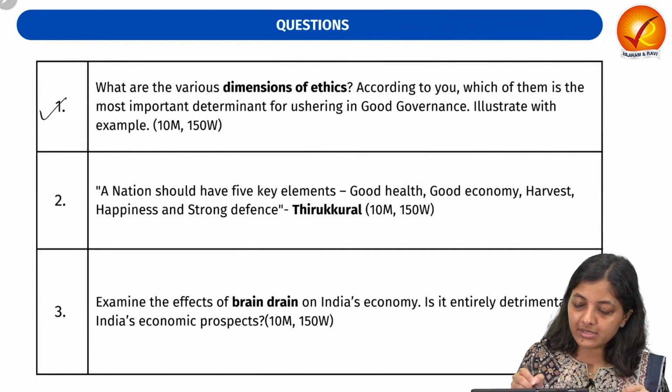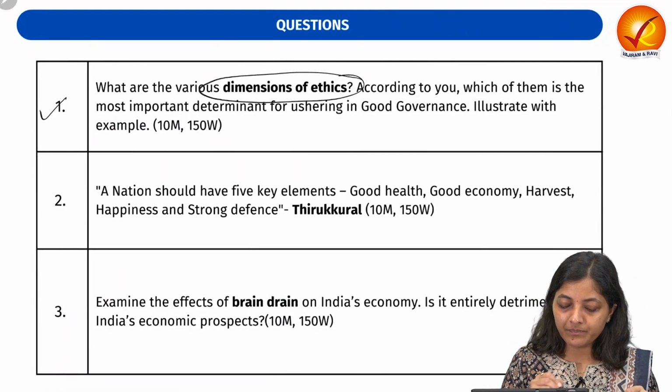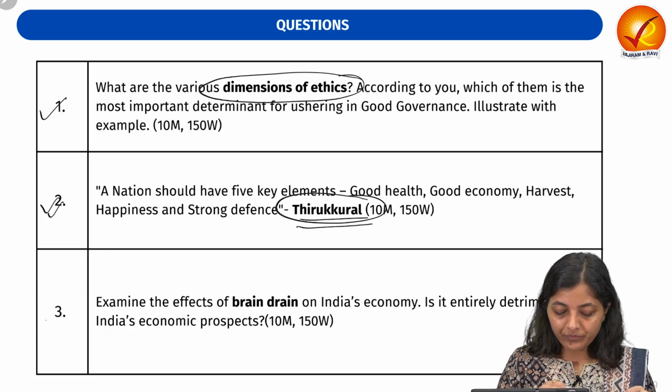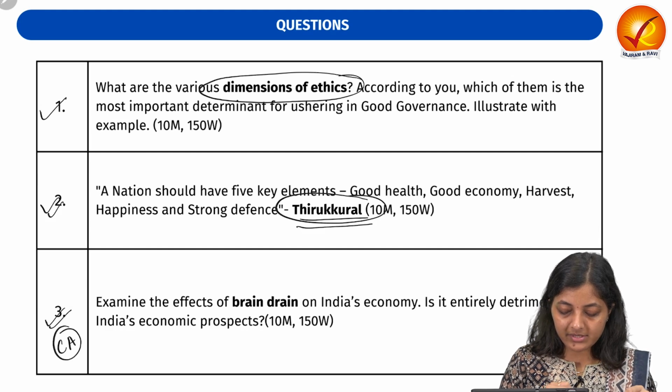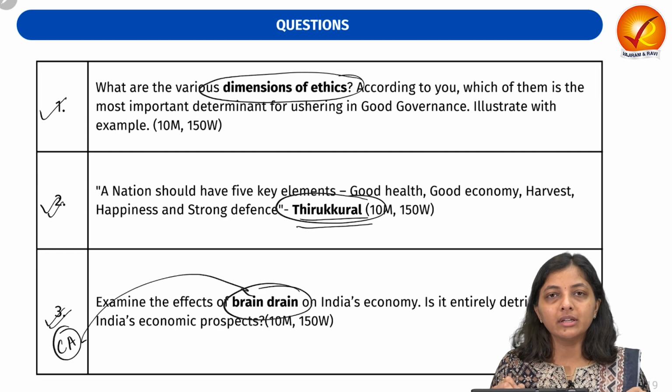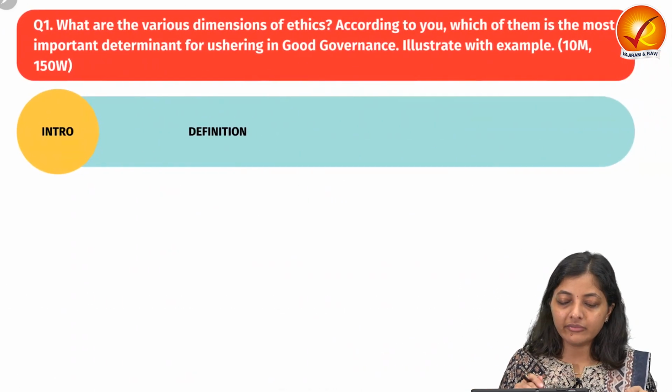The first question is related to the dimensions of ethics. The second question is quotation based, a quotation from the Thirukkural. And the third question, which is current affairs based, is about brain drain and its impact on the Indian economy. So let's start with the first question.